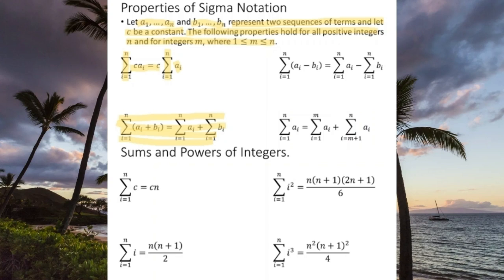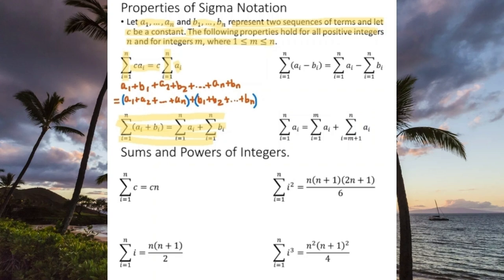If we expand the summation on the left-hand side, we get a_1 plus b_1 plus a_2 plus b_2, plus all the way down to a_n plus b_n. Because addition is commutative, meaning the order of the terms does not matter in addition, we can rearrange the terms so all the a's are together and all the b's are together. And we get a_1 plus a_2 plus all the way down to a_n, plus b_1 plus b_2 plus all the way down to b_n. Because of the associative property, we can group the a's together and group the b's together.